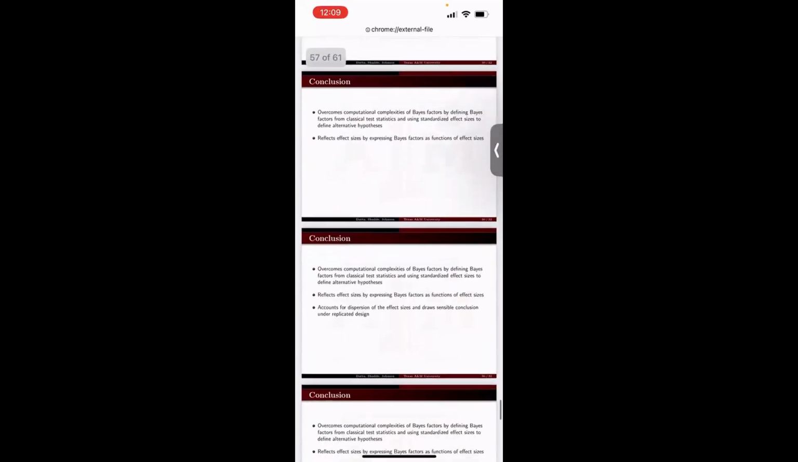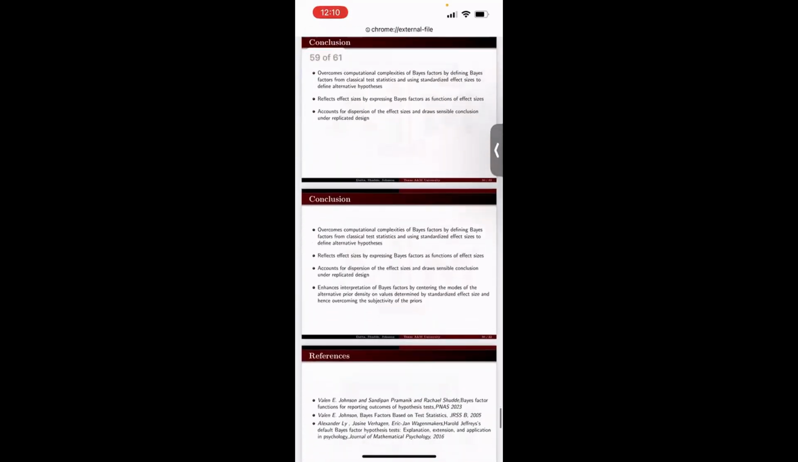So, some concluding remarks. As I had mentioned, while computing Bayes factors, we might encounter a high dimensional integral. By calculating Bayes factors based on test statistics, we easily overcome such computational difficulties. We could also reflect effect sizes within Bayes factors. Usually practitioners have an idea about the effect size they are testing for, so we could easily reflect that. And through that, we can also determine the effect size for which or against which we have the maximum evidence.